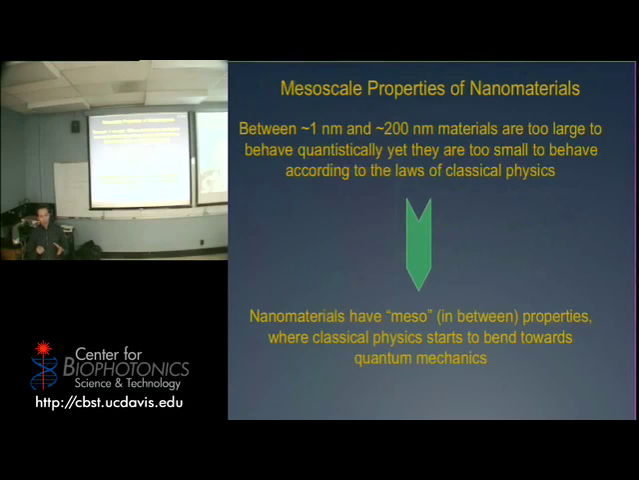They are not big enough that you can just use classical physics to define their properties, yet they're not small like atoms, and you cannot use exclusively quantum mechanics concepts. So you have objects that behave in between, right? Meso means in between, as a matter of fact. So you have a situation where classical physics starts to bend a little bit, and materials just start to behave funky and have different characteristics. And these characteristics can be exploited, okay?